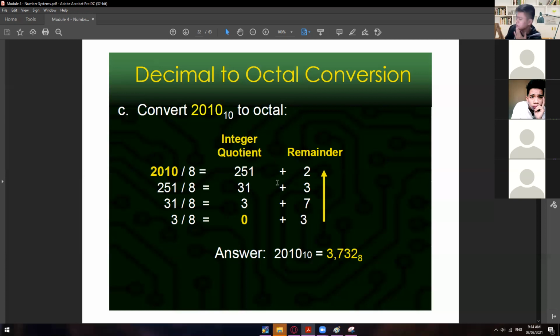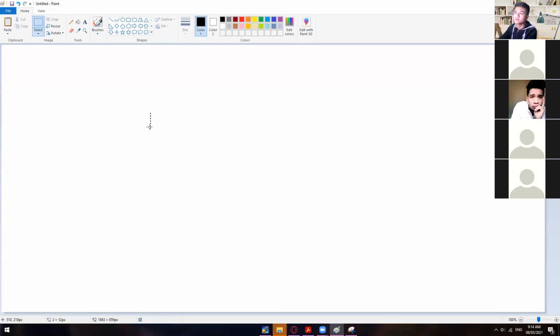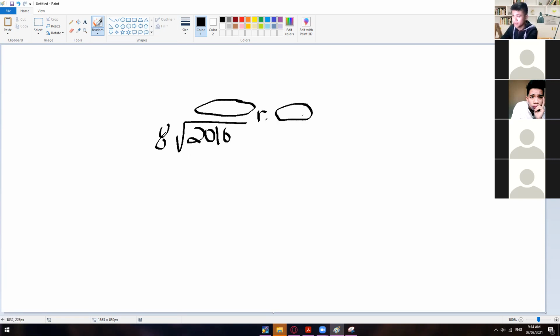Or you could just simply do this one via the usual way, the elementary way. So we have here 2010 divided by 8. Just do this one so that you can get the remainder part. This is the integer part, and then you will get here the remainder part.